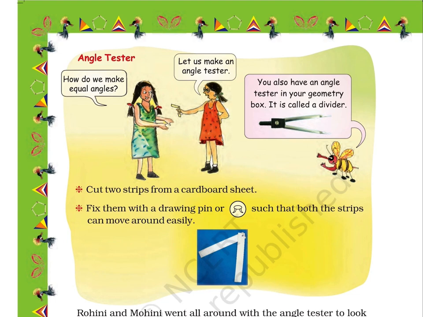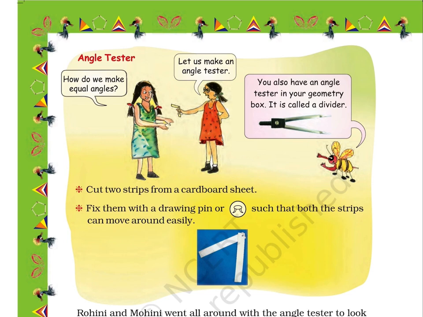Part 2. Page 20. Angle Tester. Mohini is asking Shaila, how do we make equal angles? Shaila replies, let us make an angle tester. There is a honey bee on the right side of the page telling the students, you also have an angle tester in your geometry box. It is called a divider.